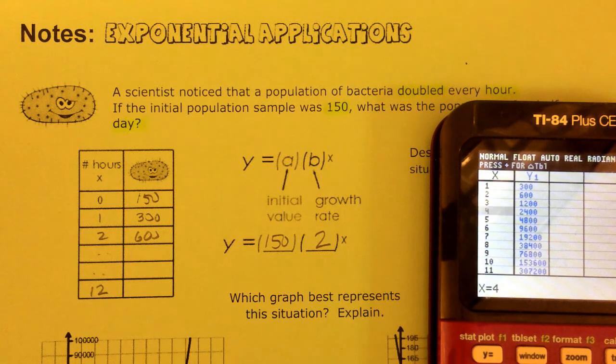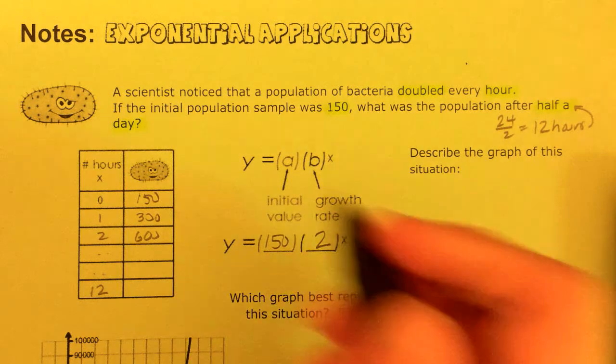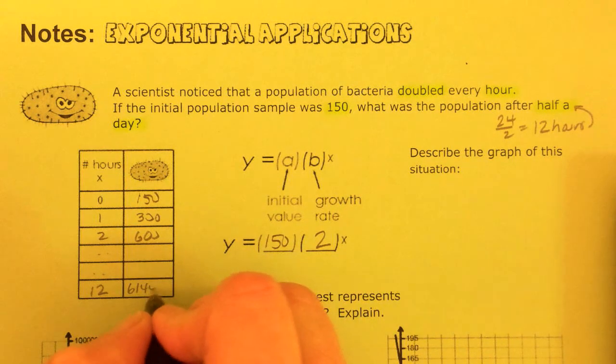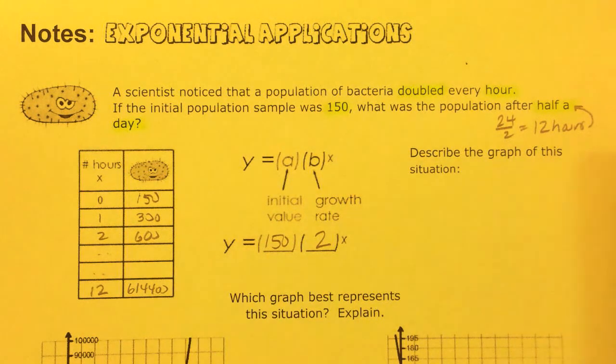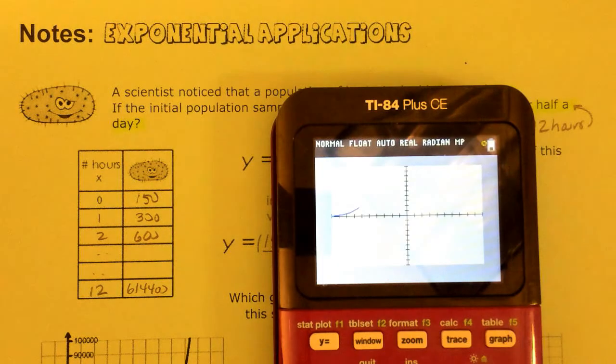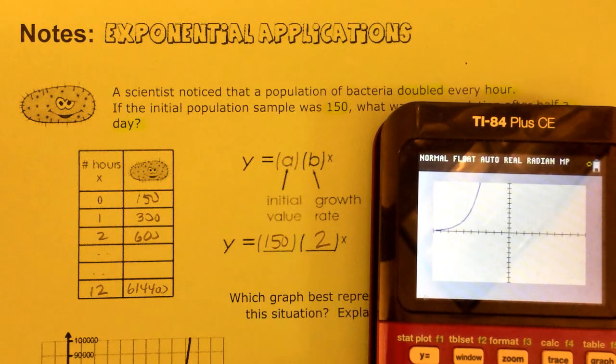So after 12 hours, how many bacteria do I have? Oh my gosh, so many. 614,400. Okay? So I can look at the graph of this situation. It looks like that.